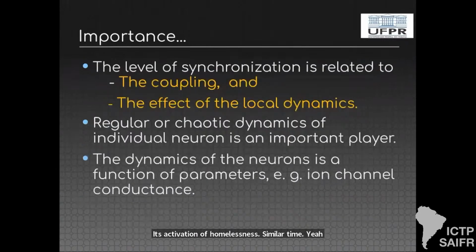We don't have complete synchronization in the brain. We just have partial synchronization of phase of the neurons. The level of synchronization is related to the coupling and the effect of the local dynamics. The local dynamics can be chaotic or regular. So if you choose a model for your neurons that presents both kinds of dynamics, depending on the parameter, I will show you that it's very important to understand the synchronization behavior of the entire network. And the dynamics of the network will be a function of local parameters. I think the main parameter for a neuron is the ion channel conductance, that is, how this ion channel operates ions from outside to inside the neurons.